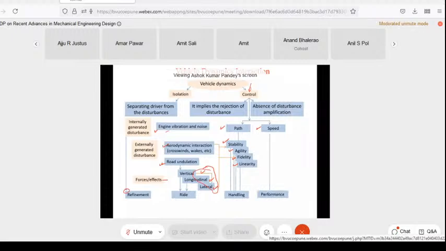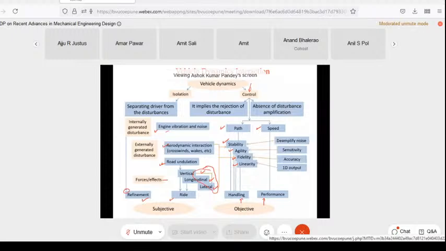Now we look at speed control under the influence of performance. If we need to really increase the performance, we try to control the speed. So these are more or less the motives of vehicle dynamics. These two things are mostly subjective in nature, and mostly the objectives of vehicle dynamics are handling and performance. Okay, so this is how, in a broad sense, we try to divide the different factors in vehicle dynamics.